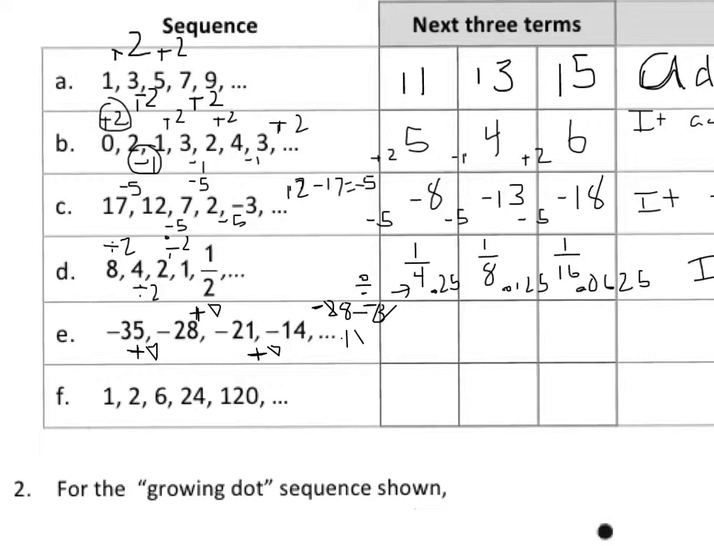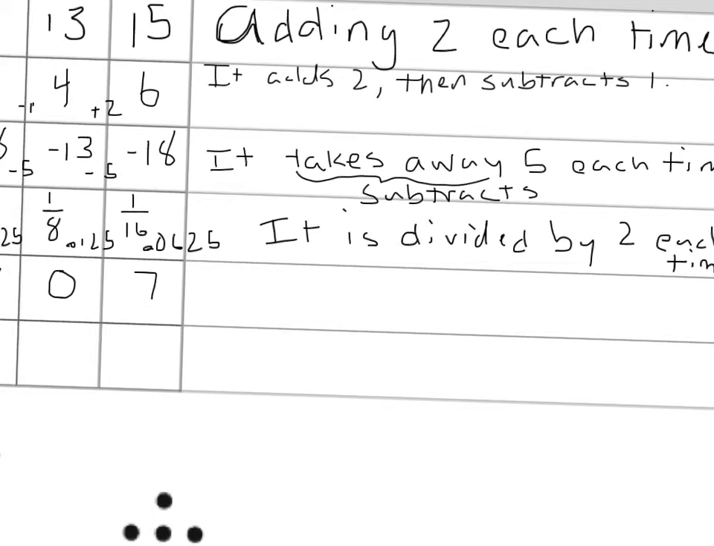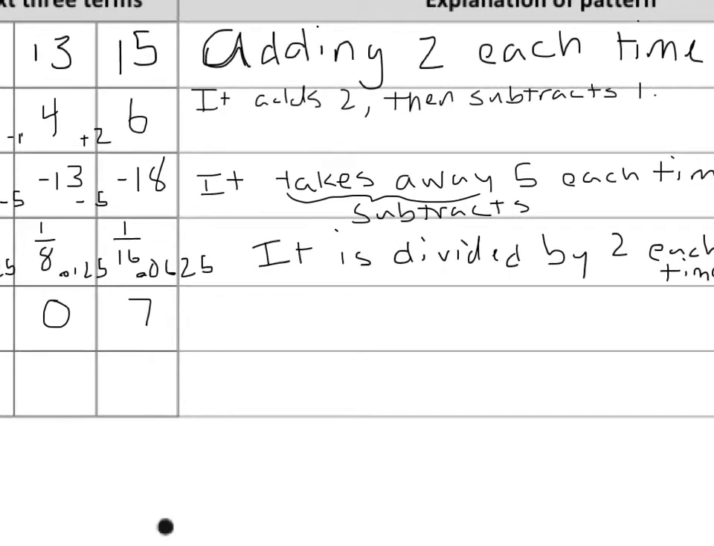I'm actually just going to erase that because we don't need it here actually. So negative 14 plus 7 is going to give me negative 7. Negative 7 plus 7 gives me 0, and then I'm back in the positive. 0 plus 7 is 7. And so I'm going to explain that pattern now. It adds 7 each time.